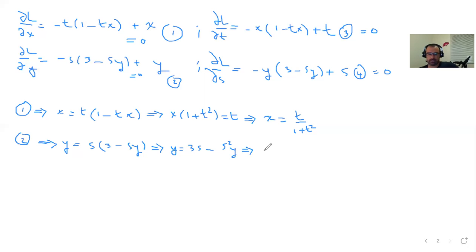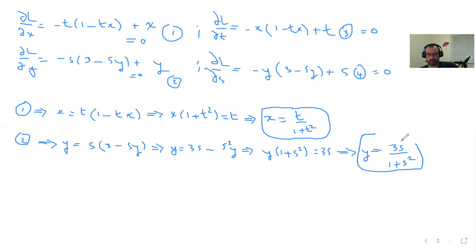Basically, it means that y times 1 plus s squared is equal to 3s. So finally, y is equal to 3s over 1 plus s squared in terms of s. Okay, so these are partial results you can get. Now you take these results and you plug them in 3 and 4. So you'll be able to get the values potentially of t and of s. Okay, so let's start with 3. You plug them in 3.